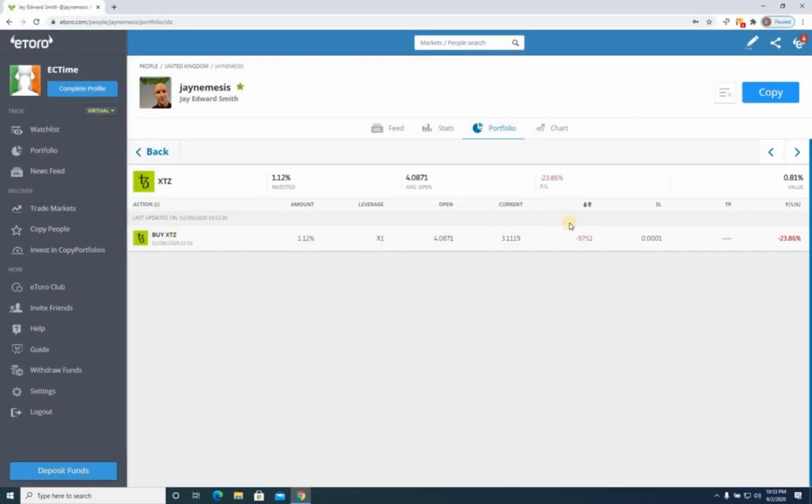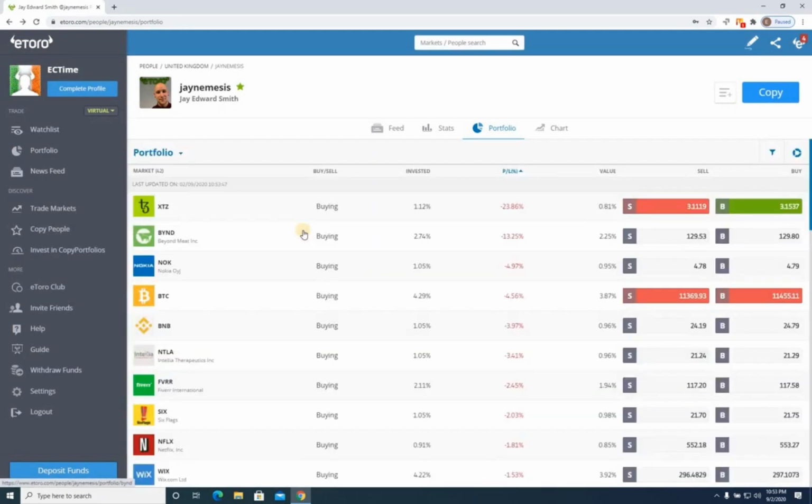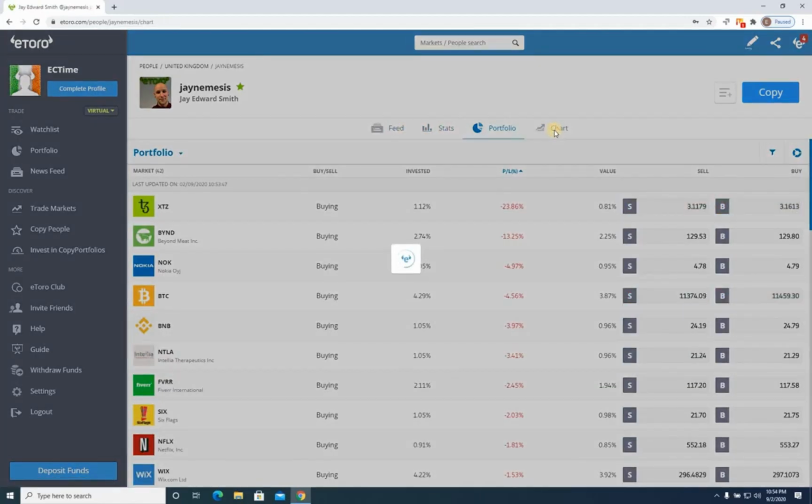Sometimes they buy in smaller amounts. So you see the percentage invested in this stock of the total amount of the people that are copying them. So 1% of the total amount of money of all the people that are copying them. And these guys have to invest their own money too, so they're not just trading with other people's money. But that's more detail which you don't really need.